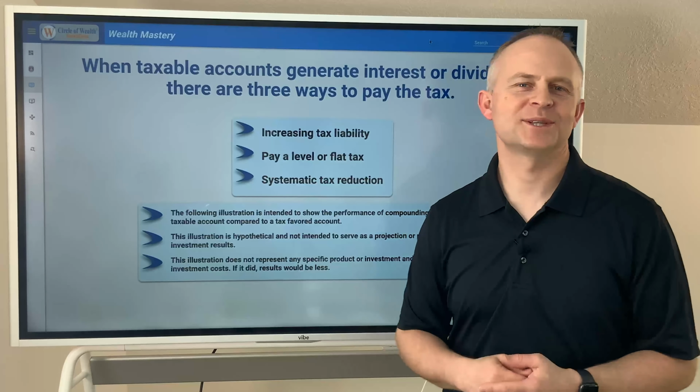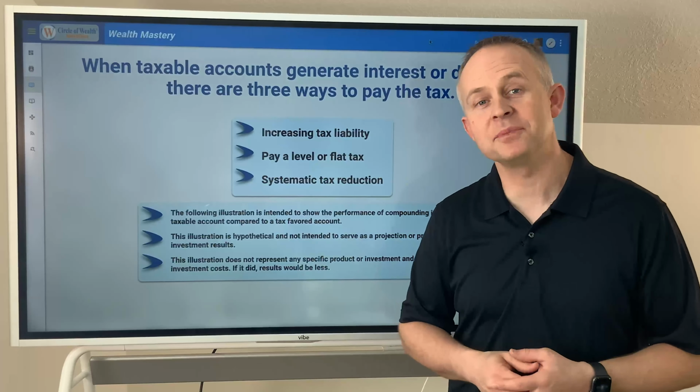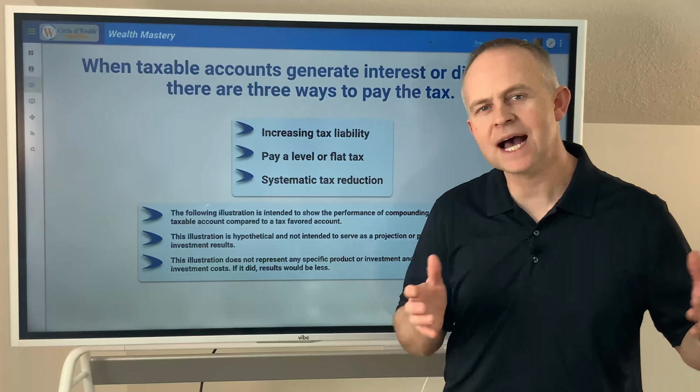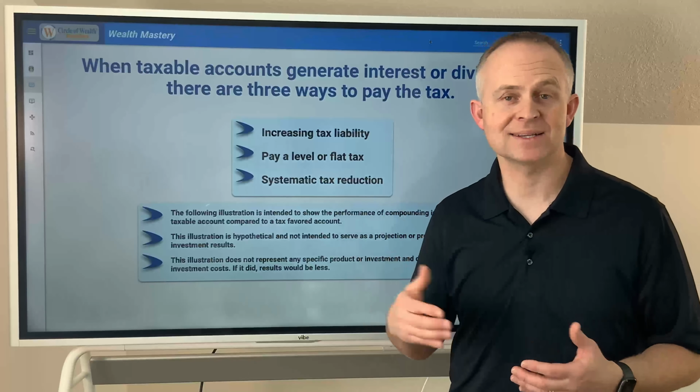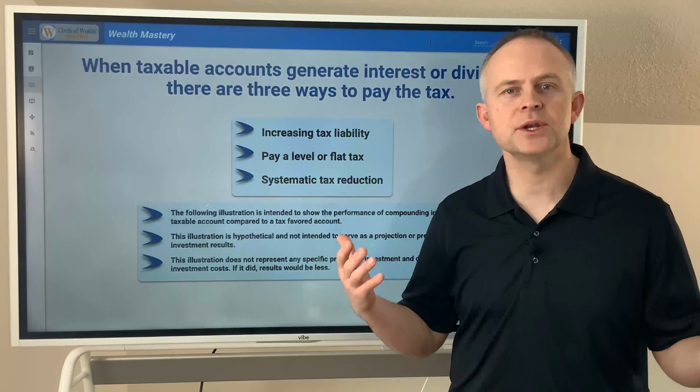Okay, so what is the solution? What do you do if you already have money inside of a taxable account? Over the last few lessons, we've learned the impact of what that looks like on your money. So what do you do about it?